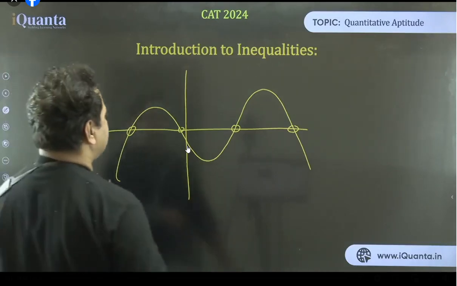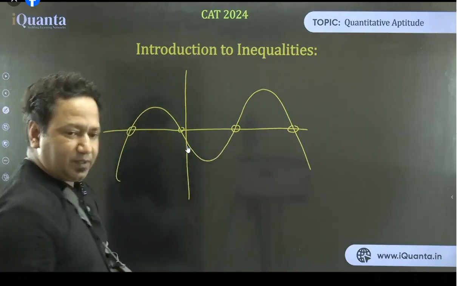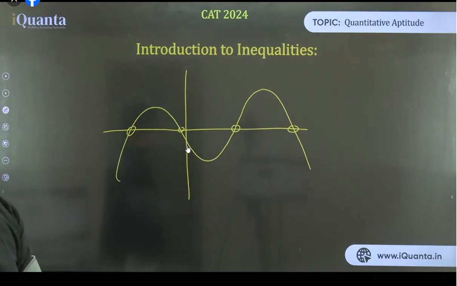Done. So now we understand. So if there are 5 roots, it will be touching, intersecting 5 times. So I'll wait for 30 seconds so people are writing down certain notes. Do that.